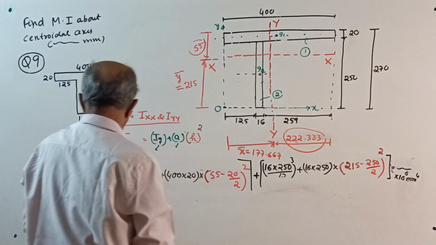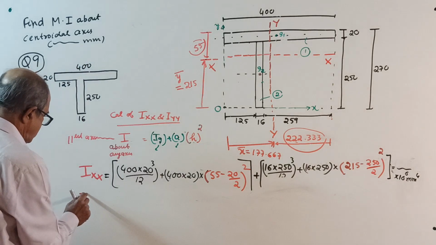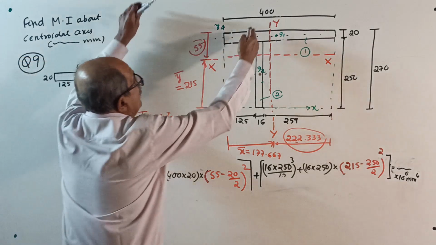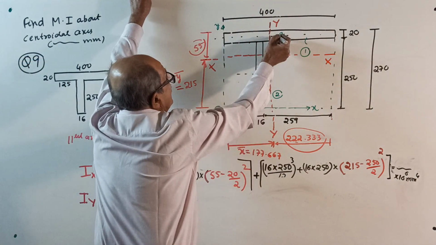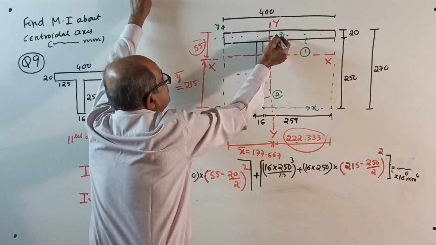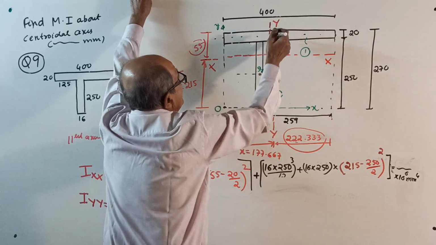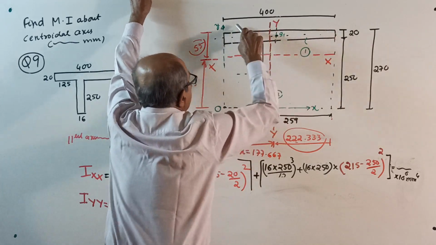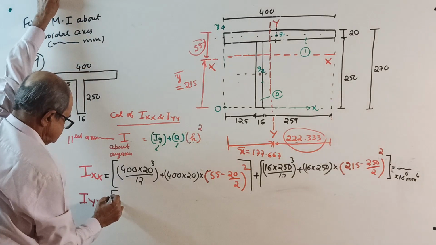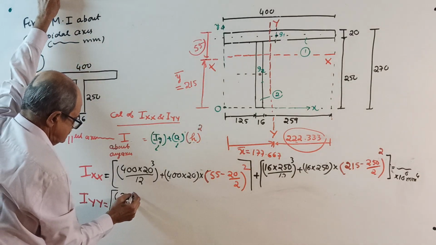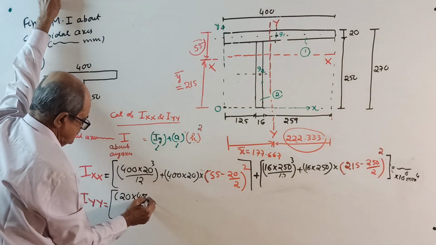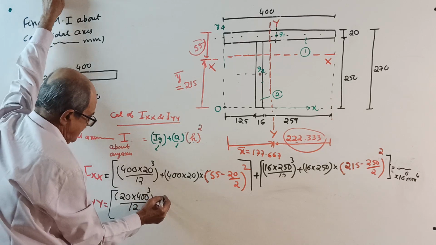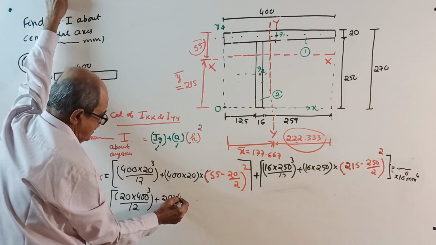Okay, then I about yy. Now remember, about yy you want to start. Come to centroid. Axis passing through centroid parallel to yy is here. See, this axis. 20 into 400 cube by 12. This all explained earlier, plus area. 20 into 400, you can write.